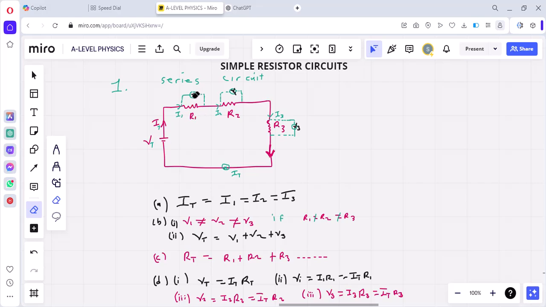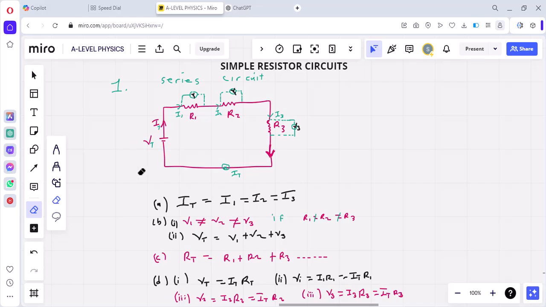So this voltmeter here will measure the voltage across resistor 1. This will measure the voltage across resistor 2. This will measure the voltage across resistor 3. And this ammeter here will measure the total current in the circuit, because this current is the same current that is passing through resistor 1, resistor 2, and resistor 3. And the voltage VT here, implying total voltage, is the voltage supplied by the power source.